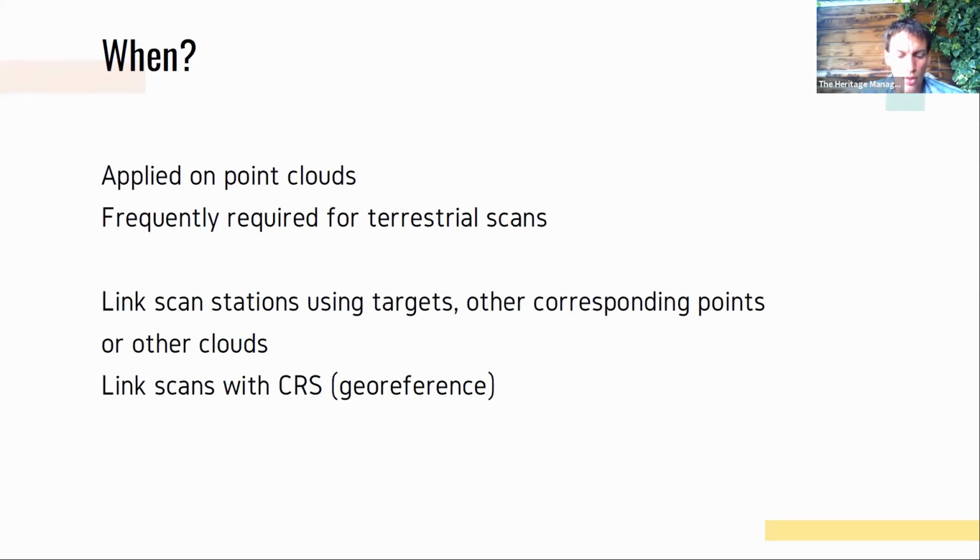So there are actually two ways of doing that. Either we can use the targets that we already mentioned in the previous presentations that were presented the other day, or we can use a cloud-based registration, so corresponding points from other clouds or clouds that are closest to the cloud that we want to register. And I will discuss that in a little bit more detail in the coming slides. And by doing that, we have the option to actually assign absolute coordinate reference systems to our point clouds.